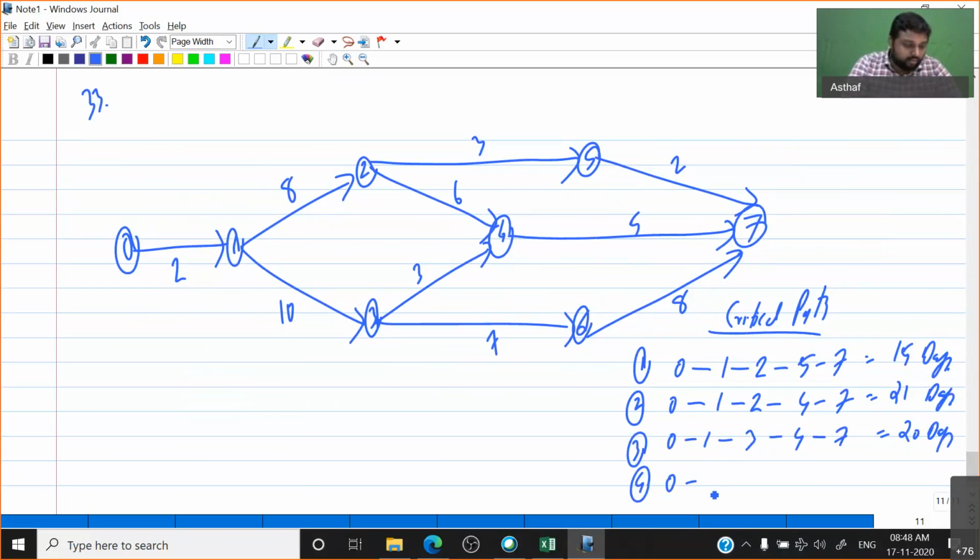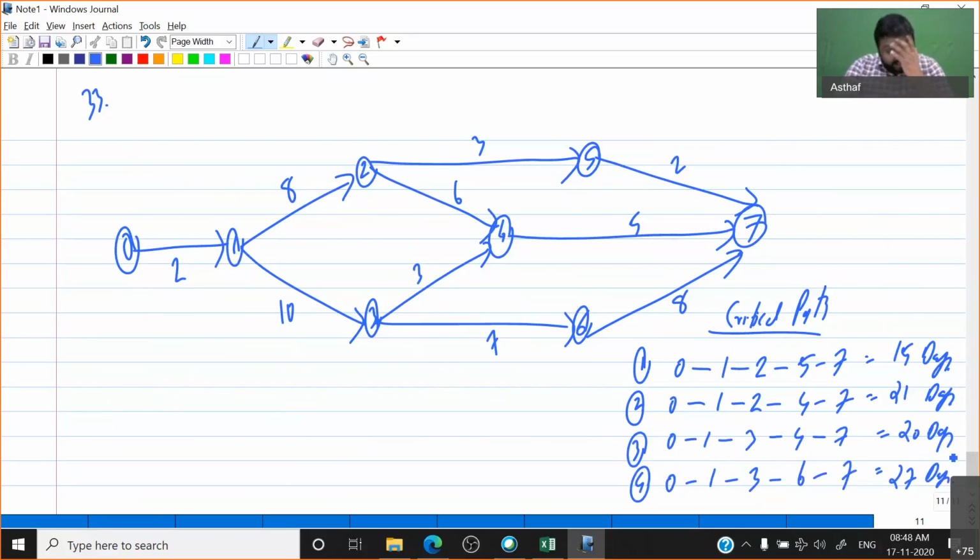0 to 1, 1 to 3, 3 to 6, 6 to 7. What will be the days? 2 plus 10, we will have 12. 12 plus 7, 19, 27 days.